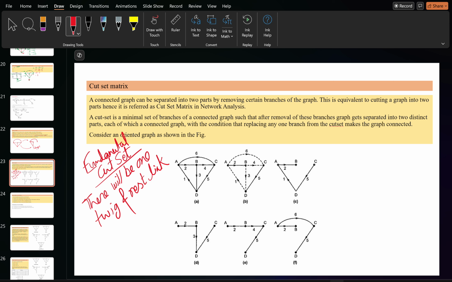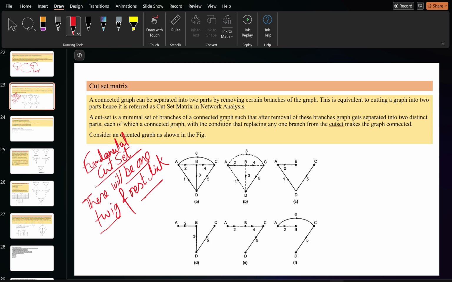Okay, getting my point. There will be only one twig and the rest is the link. Okay, I will give the detailed way. Just remember this: there will be one twig and the rest will be the link. Okay, let me go to the fundamentals of that.